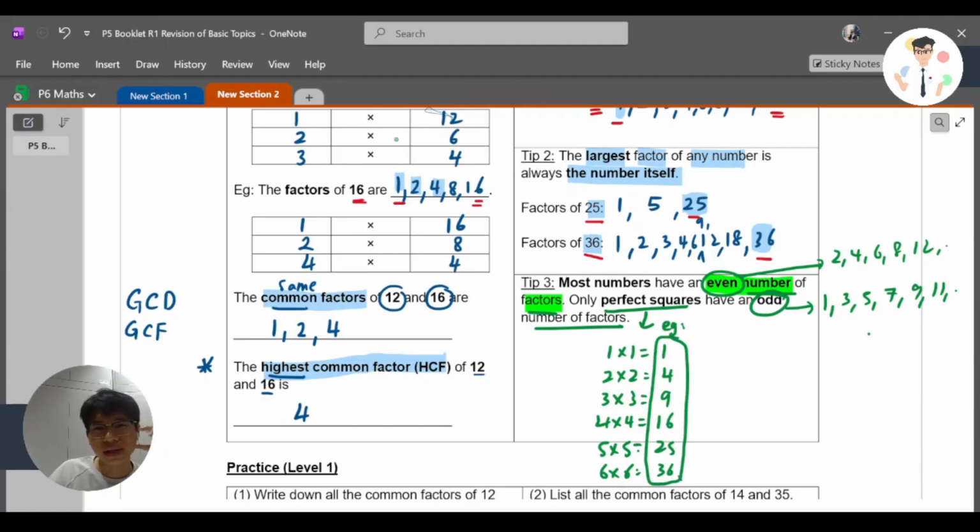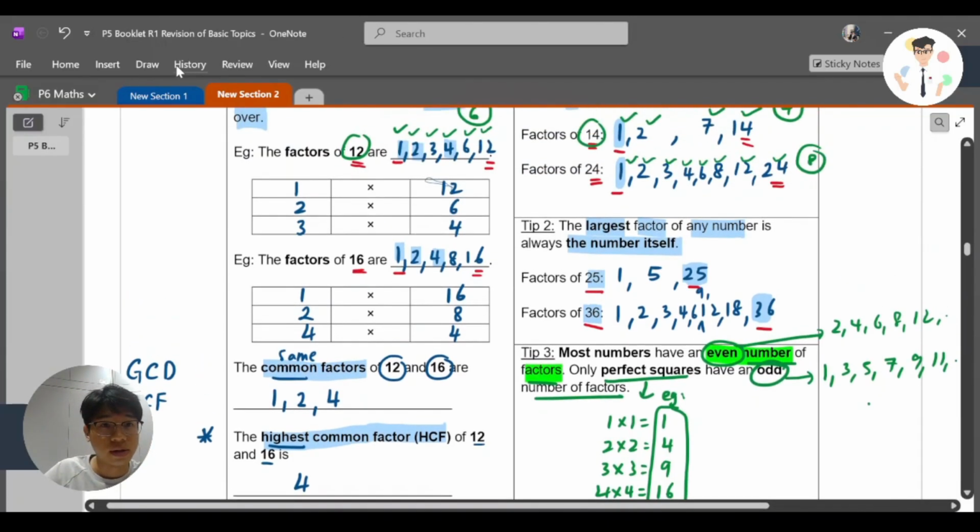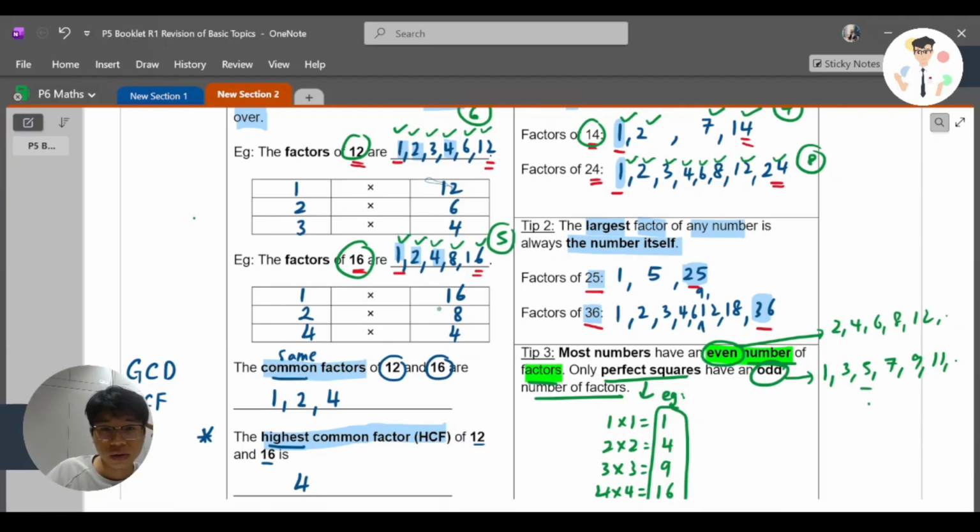But teacher, why do perfect squares have an odd number of factors? Let's look at an example here. 16. 16 has how many? 1, 2, 3, 4, 5. Only 5, an odd number. How about 25? 25 is also a perfect square, right? 1, 2, 3. Only 3. How about 36? Also a perfect square, right? So 1, 2, 3, 4, 5, 6, 7, 8, 9. Only 9, also an odd number. Why?